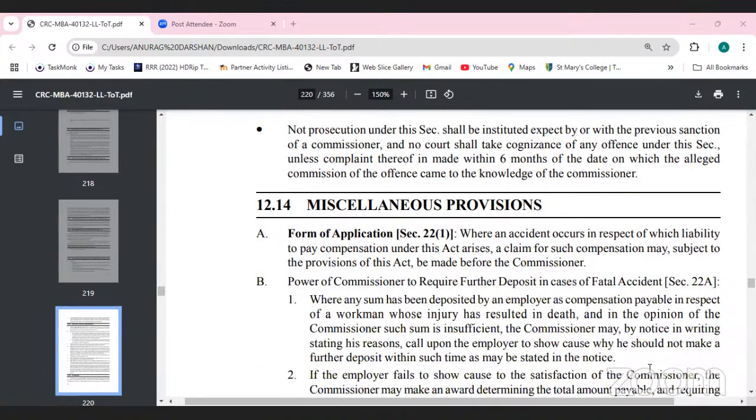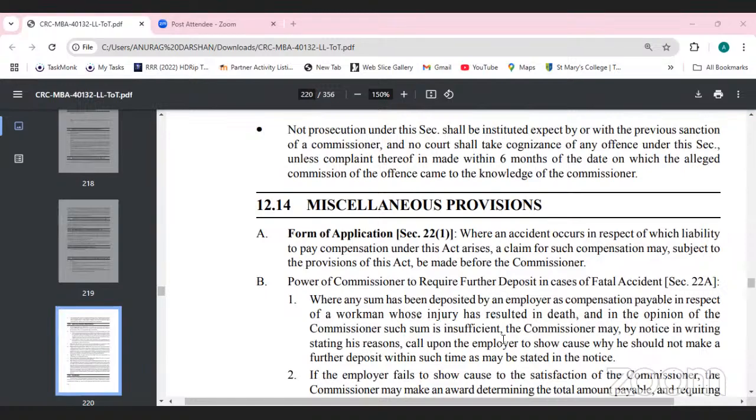Now, the power of commissioner to require further deposit in cases of fatal accidents: where any sum has been deposited by an employer as compensation payable in respect of a workman whose injury has resulted in death, and in the opinion of the commissioner, such sum is insufficient. So if the compensation paid in case of a death of the employee is felt by the commissioner to be insufficient, the commissioner may, by notice in writing, stating his reasons, call upon the employer to show cause why he should not make a further deposit within such stipulated time.